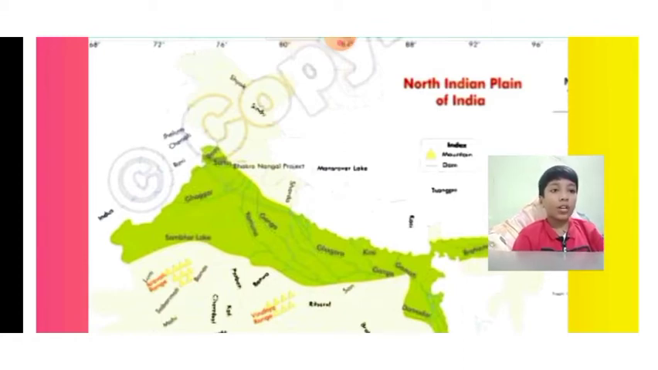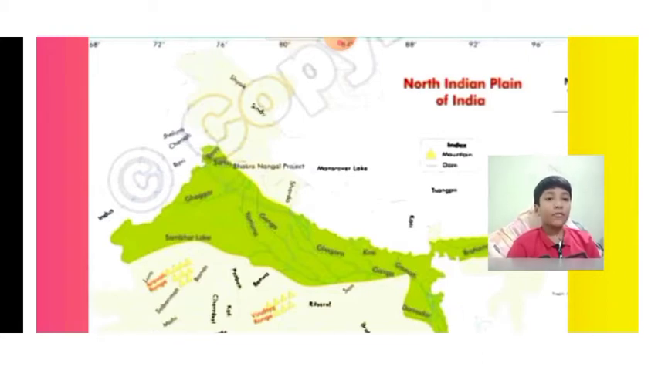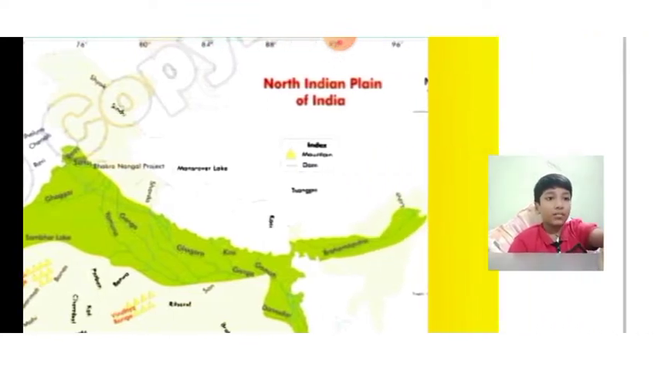Today we are going to learn about the Northern Plains. The Northern Plains is located below the Northern Mountains. The Northern Plains is very flat and fertile. It stretches from Punjab in the west to Assam in the east.